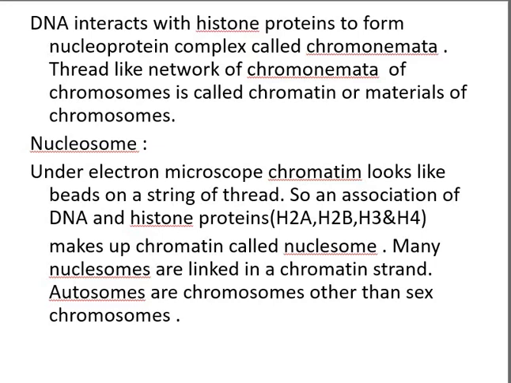DNA interacts with histone proteins to form a nucleoprotein complex called chromonemata. The thread-like network of chromonemata of a chromosome is called chromatin, or material of chromosome. Nucleosome. Under the electron microscope, chromatin looks like beads on a string of thread. An association of DNA and histone proteins, that is H2A, H2B, H3 and H4 proteins, makes up chromatin called nucleosome. Many nucleosomes are linked in a chromatin strand. Autosomes are chromosomes other than sex chromosomes.